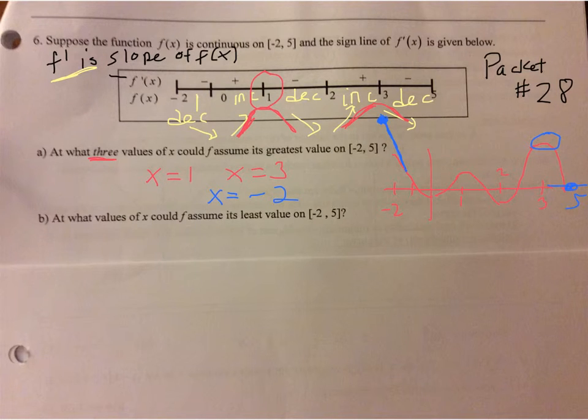So likewise on part B of the question, when could the function assume its least value? Well, it could have happened at 0. It might happen at 2. Or, likewise, it could happen at 5.